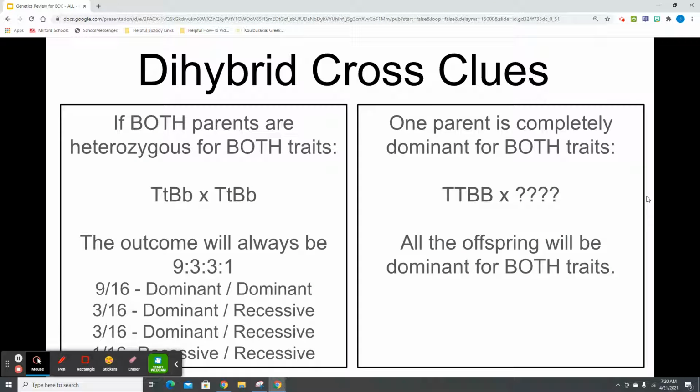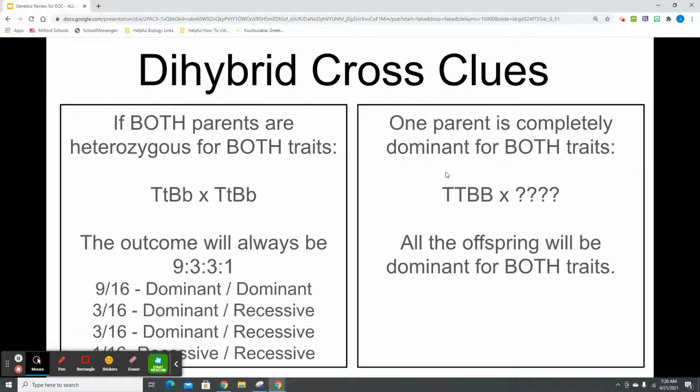Some dihybrid cross clues. If both parents are heterozygous for both traits, meaning big T, big B, little b, heterozygous for both traits, and both parents are like that, your outcome will always be 9 dominant dominant, 3 dominant recessive, 3 recessive dominant, and 1 recessive recessive. So 9, 3, 3, 1.